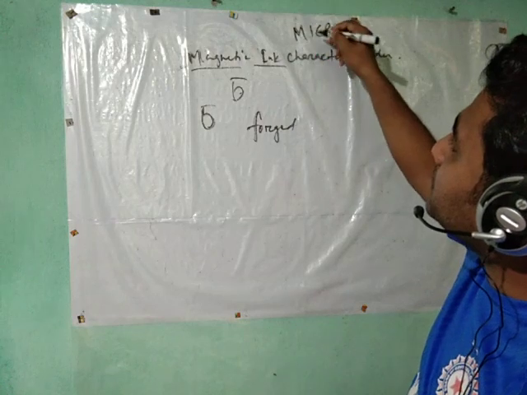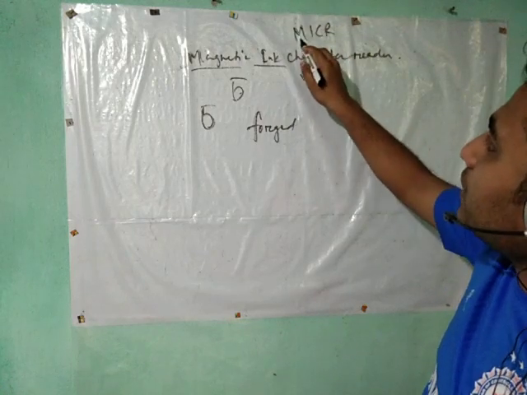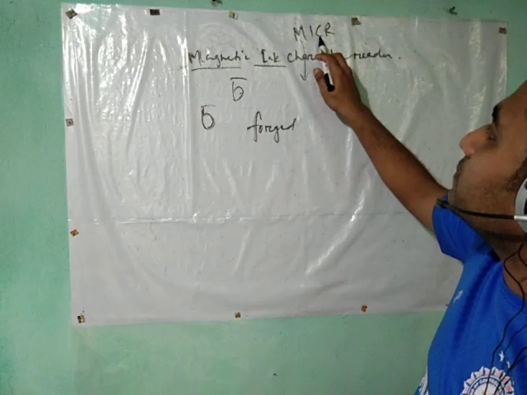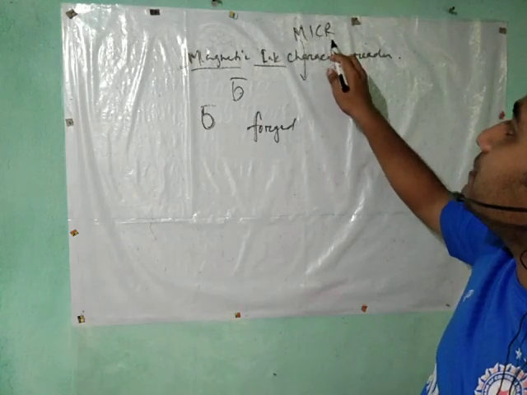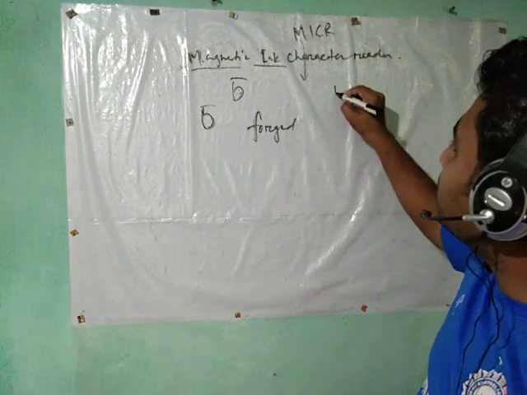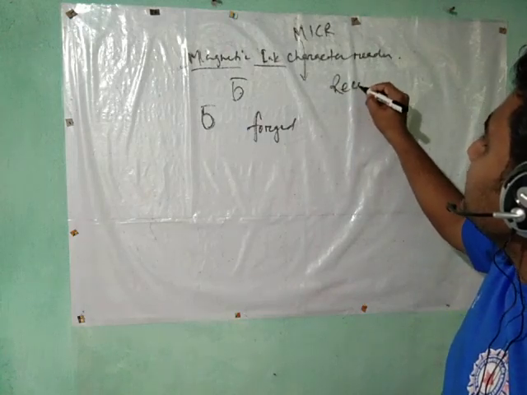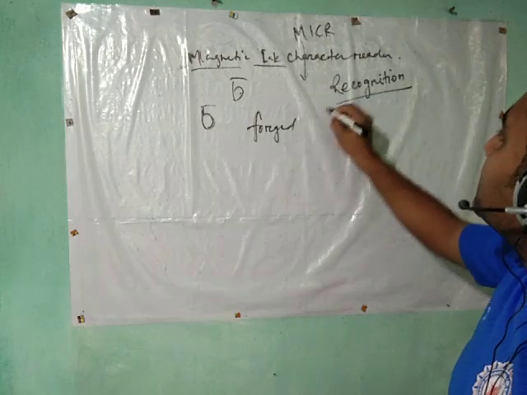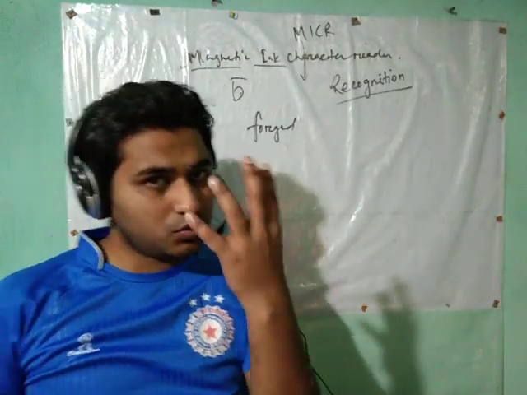MICR. All are in capital. Okay. Now, what is the meaning of MI? Magnetic ink. What is the meaning of C? Character. R means reader. It is what? Recognition. That means recognition. Matlab recognize karna. Matlab pehchanna. Kya? That means to recognize something.